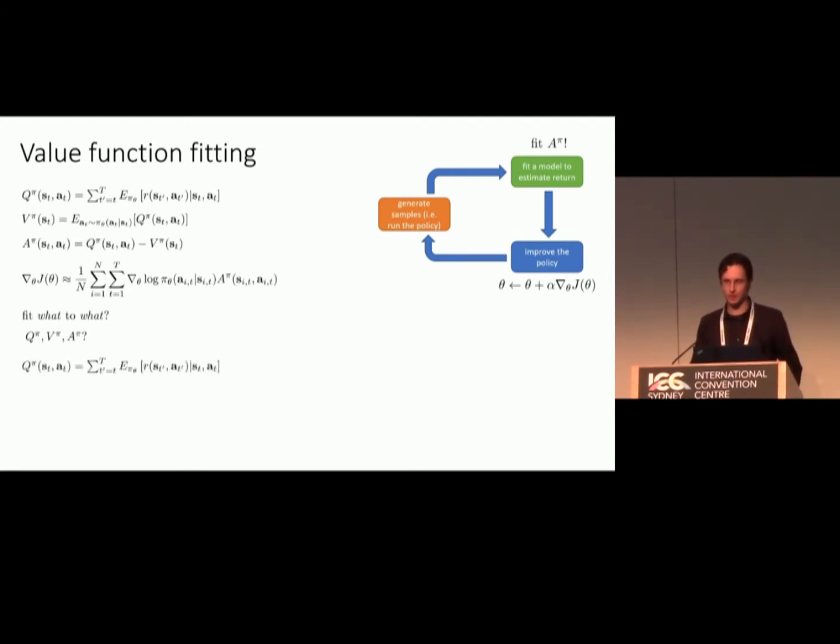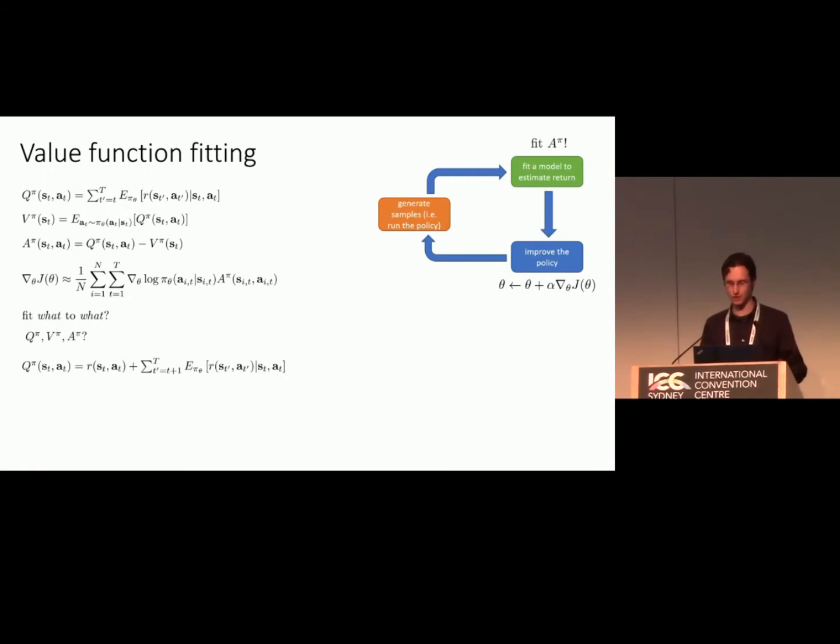Here's how we can think about what to fit. Let's take another look at this Q function. Remember that this is the expectation of the reward when you're in a particular state and take a particular action. So the first state and the first action is deterministic. There's no expectation there because that's what you're evaluating. So you can write out the Q function like this.